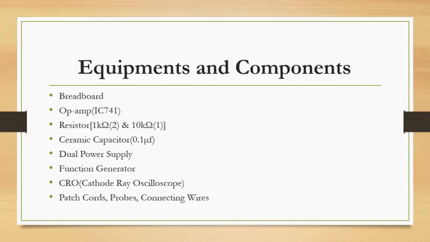Then dual power supply for given positive and negative supply of plus 12 volt and minus 12 volt. Function generator for giving input square wave of 1 kilohertz and 1 volt peak to peak. CRO, that is cathode ray oscilloscope, for observing and measuring output of integrator. Then the patch cords, CRO probes and connecting wires.